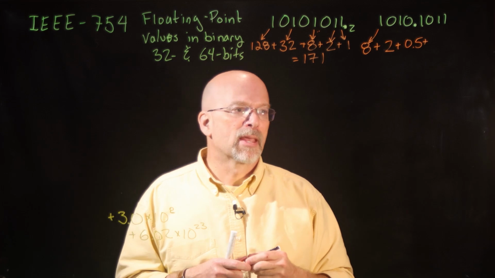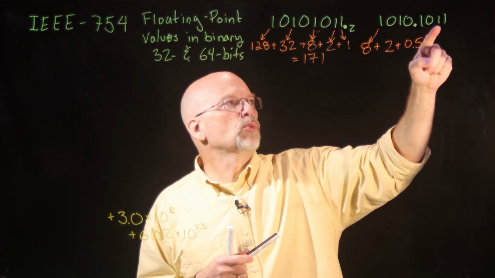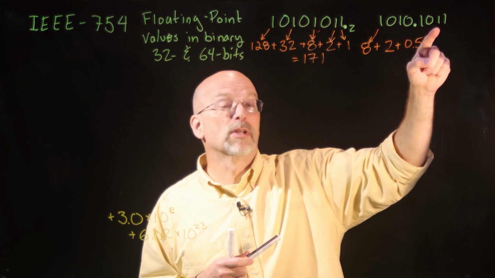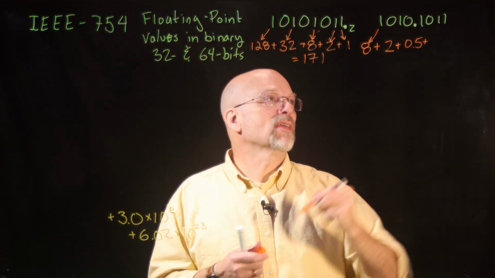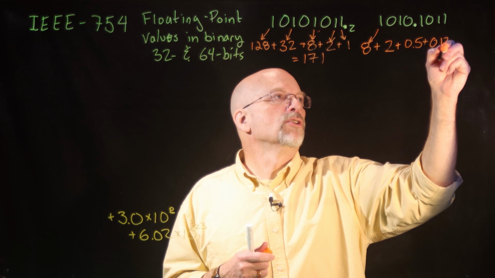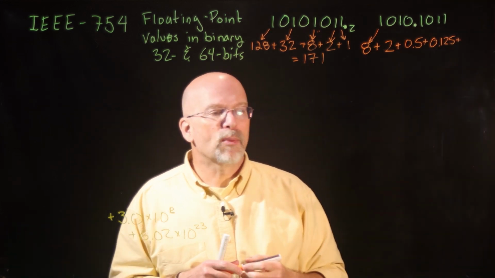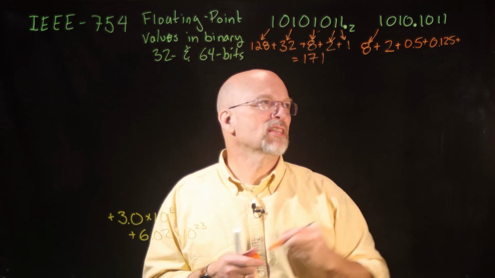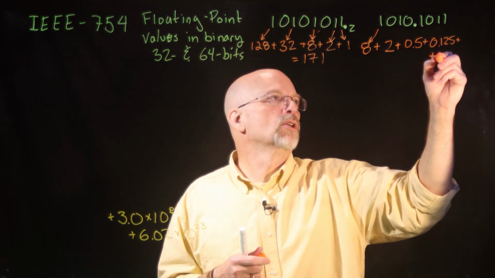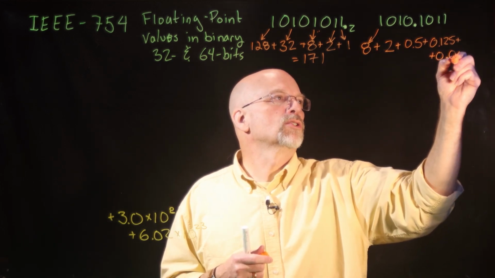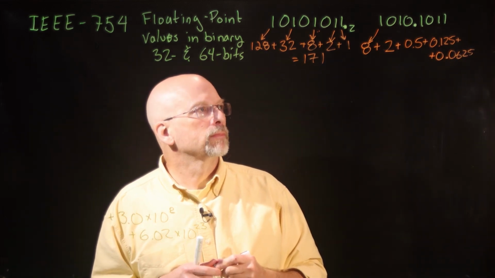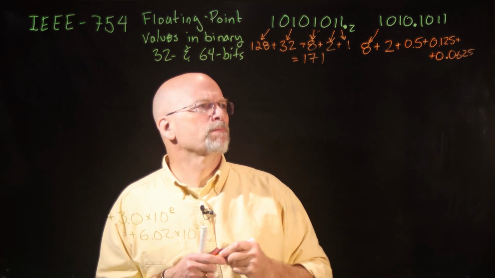The next one, this one right here, is 2 to the negative 2, then 2 to the negative 3, that's 1/8, that's 0.125. And then we have one more 1 here. This one right here is the 1/16th place, which is equal to 0.0625. All right. Now, what happens when we add all those together?